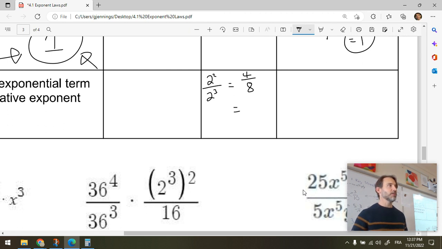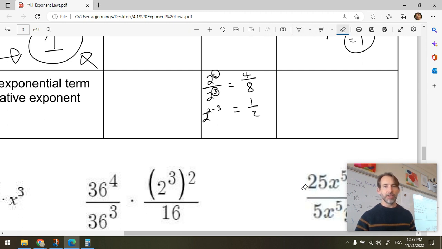If I reduce this fraction, Bennett, what do I get? 4 over 8. Like I've cut pizzas and, yeah, it's 1/2. Good. So that's 1 over 2. But if I used my quotient of a power law and did the exponents that way, it would be 2 to the 2 minus 3. I subtract this one from that one.